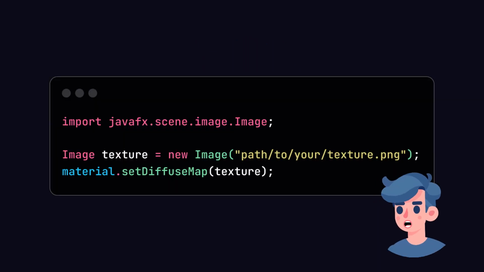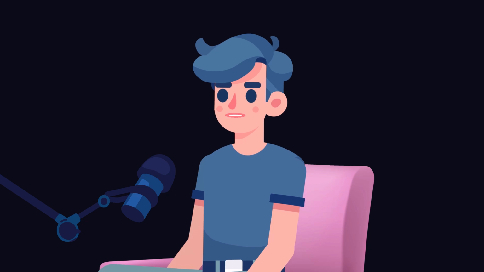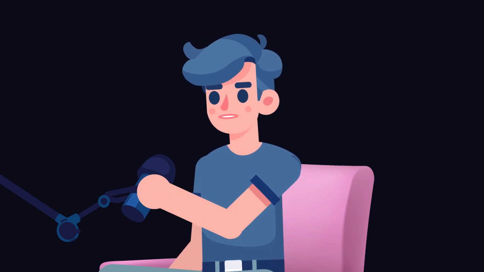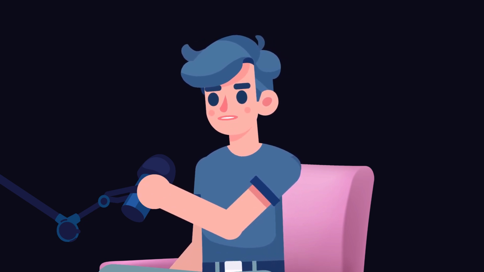Let's also look at using textures in our materials. Textures can provide a more realistic appearance to our 3D objects. To add a texture, we need an image file that we can apply to our material. By applying a texture map, you can enhance the visual fidelity of your shapes. Make sure you replace /to/your/texture.png with the actual path to your image.